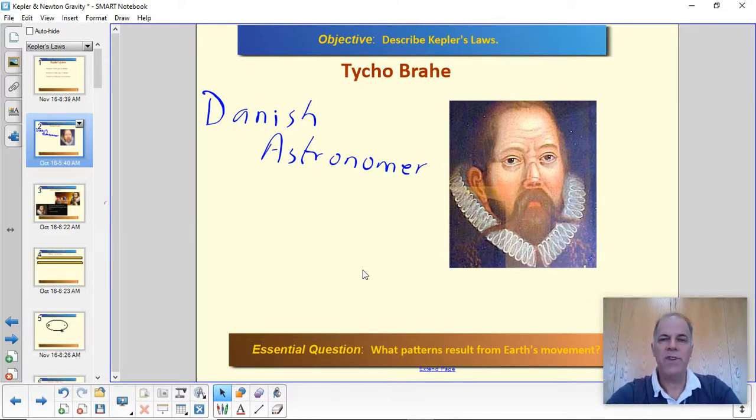Now, despite this defeat in this duel when he was a teenager, Tycho believed that he was the reincarnation of the god Mars. I'm not making this up. He believed that he was the god Mars put here on Earth, which presumably is why he had control of his estate and he was a nobleman and all that. Now, because he considered himself the god Mars on Earth, which was the god of war, he was very interested in the position of the planet Mars in the sky.